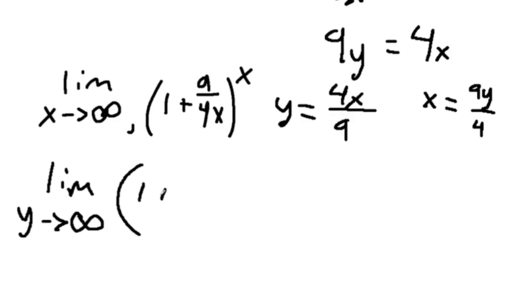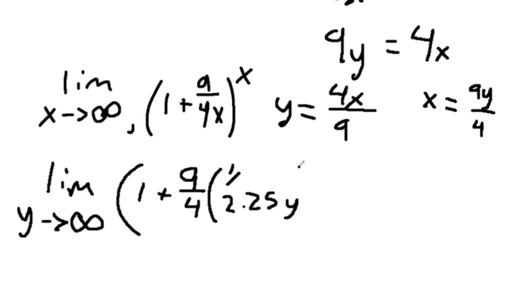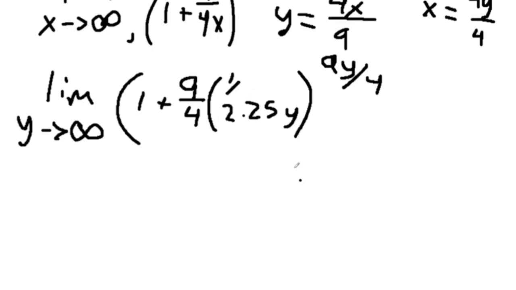1 plus 9 over 4, 1 over... And then, what is x? Well, x is just 9y over 4. So we can say 2.25y. And this will be to the x, because we'll just leave x. Actually, no, let's fill it in. 9 over 4 is the same thing as 2.25.